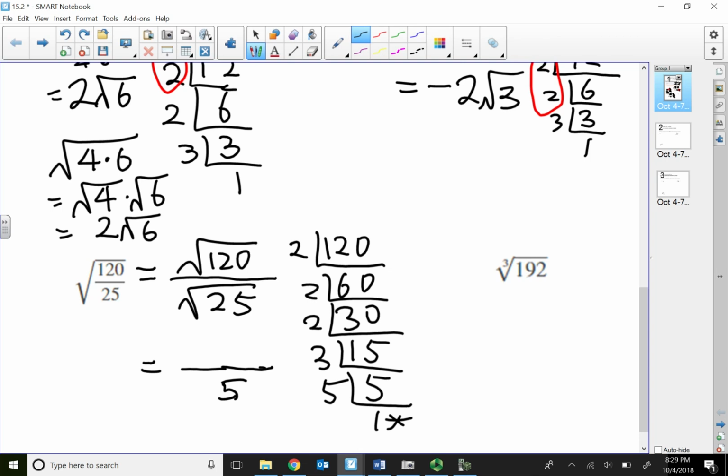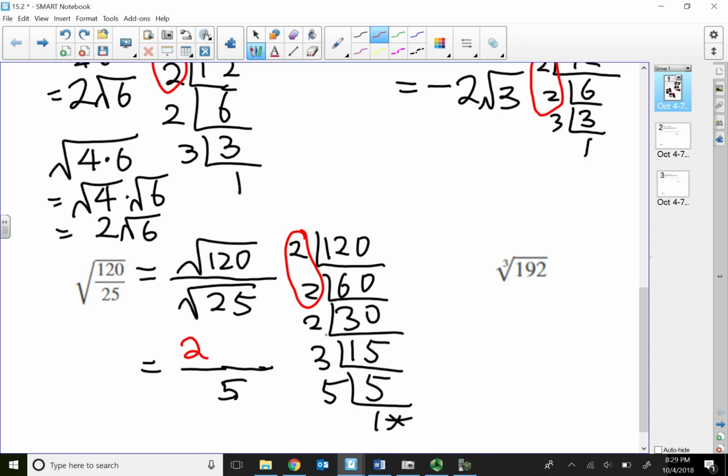So what am I looking for here on the side? What I'm looking for is 2 of the same number to go outside as one of them, because I'm dealing with the square root. So these two 2's will go outside as 1. So I got a 2 on the outside. Now I have one 2 left, one 3 left, and one 5 left inside the square root.